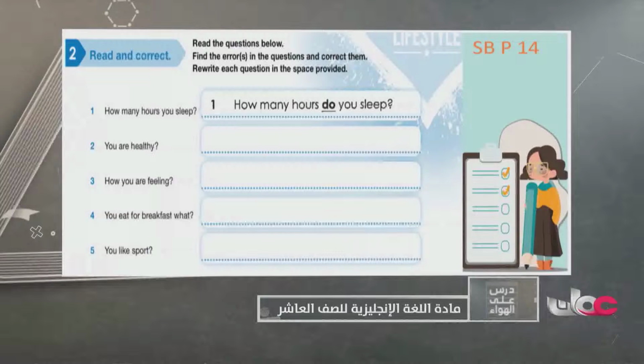It is the main one of the auxiliary verbs which is missing. It is: how many hours do you sleep? So when we want to use a WH question correctly, we should start with the WH word, then we have the auxiliary verb, then the subject, and then the main verb. So the missing verb here is the auxiliary verb.